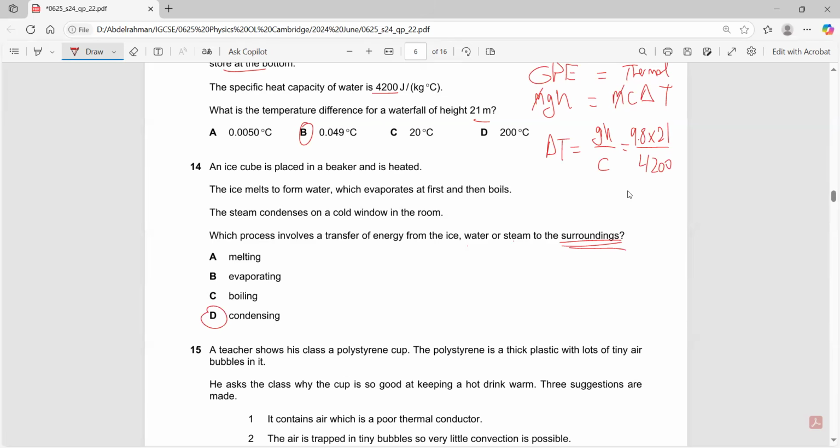But for this question, there is no hot cup of water. The ice melts to form water, which evaporates first and then boils. During this boiling, what happens? The evaporation happens. So during boiling, you're actually supplying heat to the water, which causes the water to evaporate.